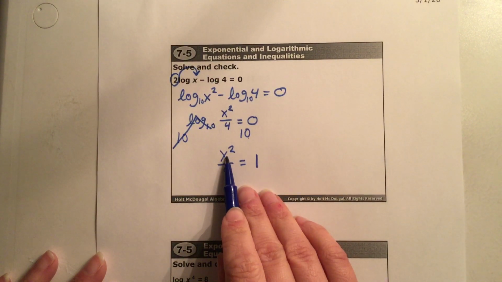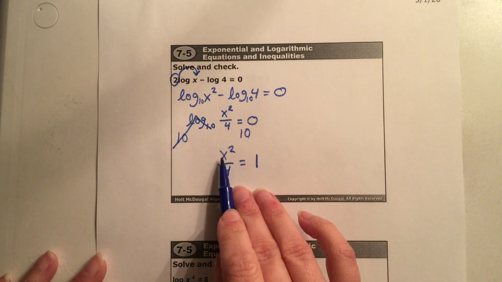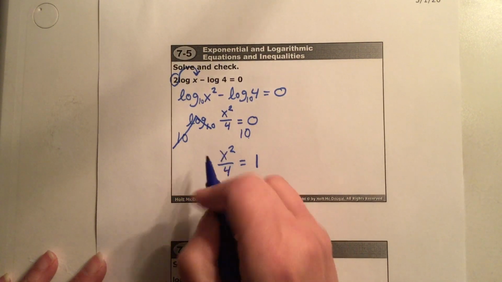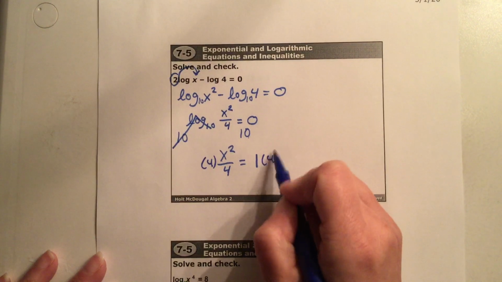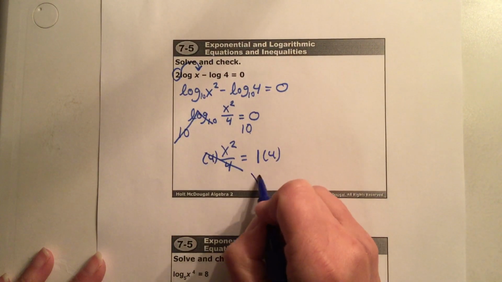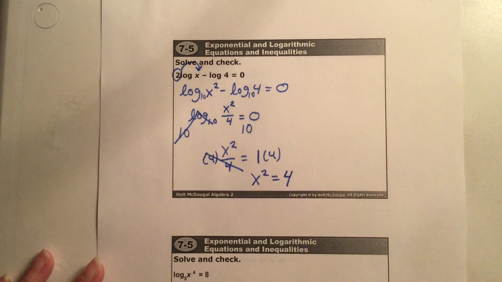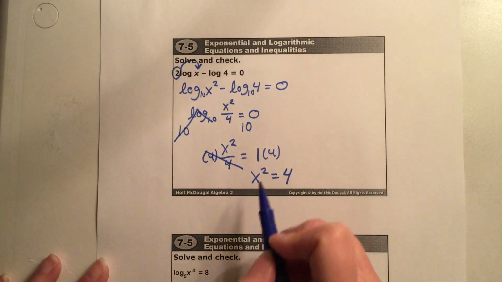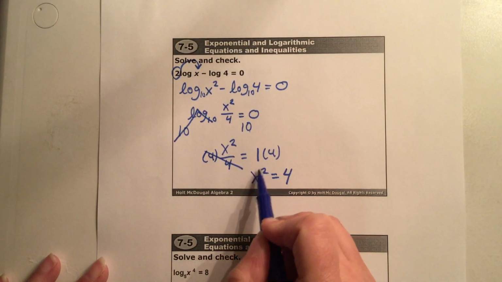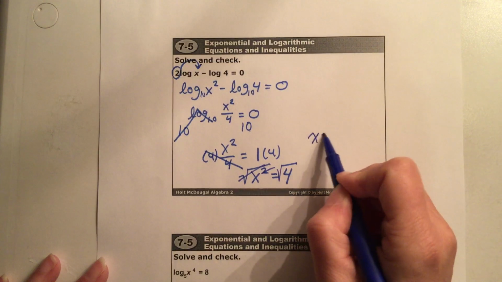Now if I want to solve for x, I have to isolate x squared. So I need to cancel the fraction by multiplying both sides by the denominator. This side would have x squared remain. 1 times 4 is 4. Last step. If I want to cancel this power of 2, you take the square root of each side.